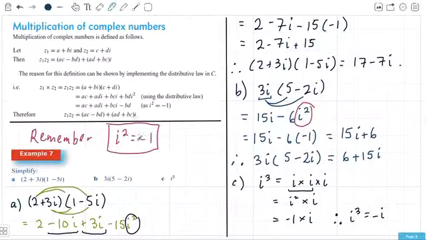So using this result to simplify when you're multiplying is really important, and also making sure that you multiply properly across your brackets so that you're not missing any terms.